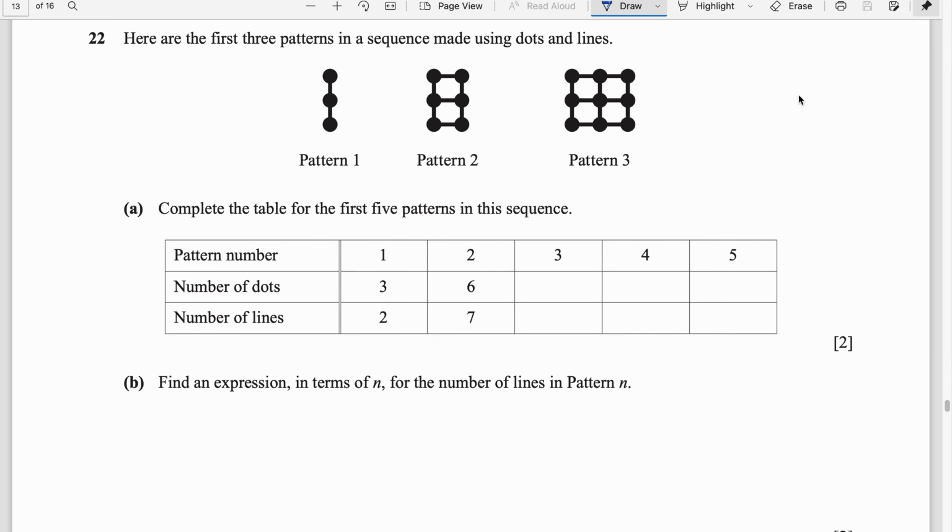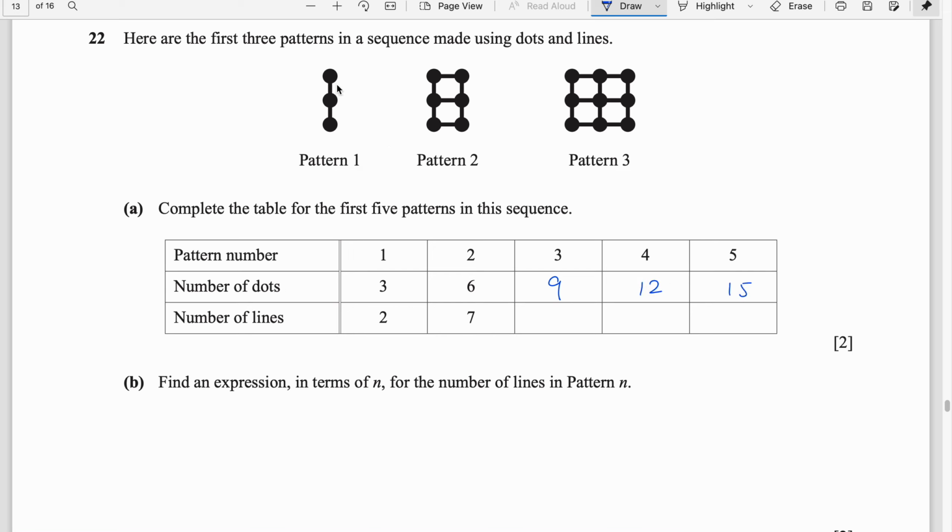Question number 22. Here are the first three patterns in a sequence made using dots and lines. Complete the table for the first five patterns in the sequence. So number of dots 3, number of dots 6, number of dots 9. So we can see there is an increase of 3, this becomes 12 and 15.